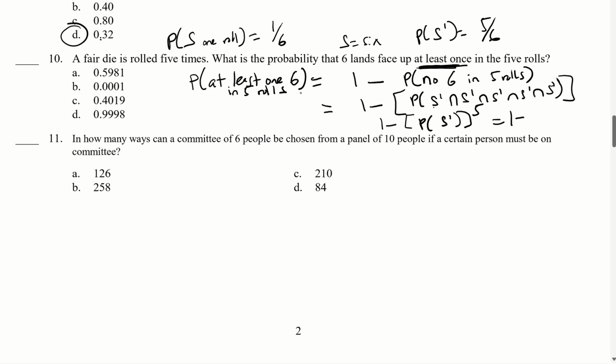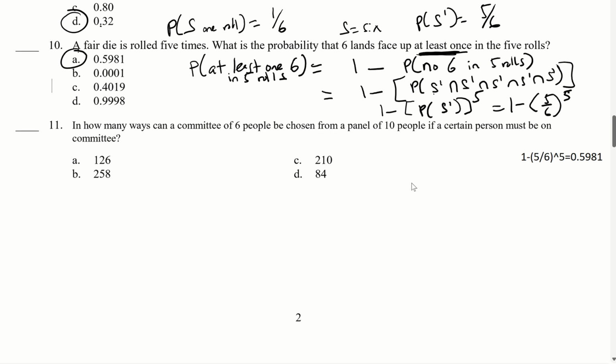So it's going to be 1 minus 5 over 6 to the 5th power. Okay, so that would be the fastest way to do that problem. So we just get 5 out of 6 to the 5th power. So we get 0.5981. So the answer is A.